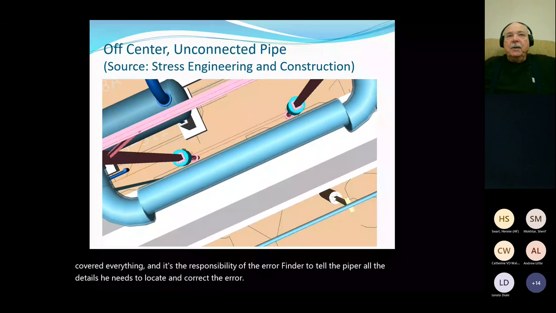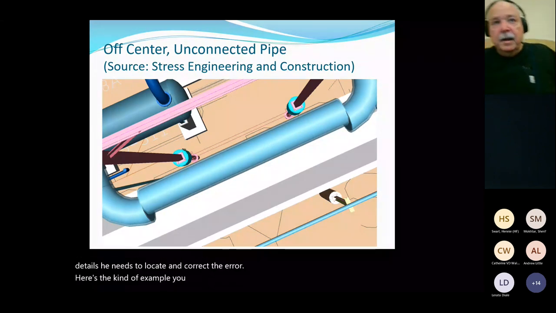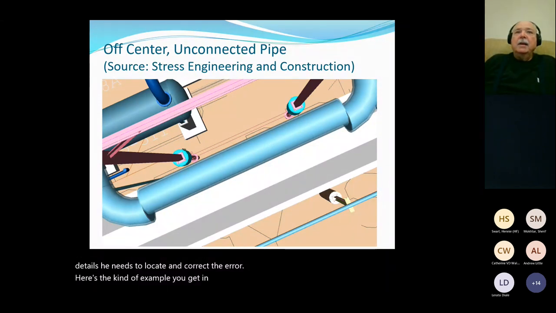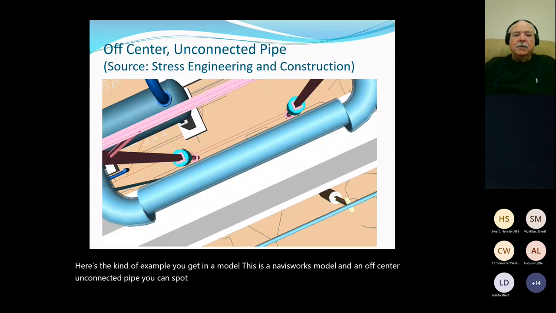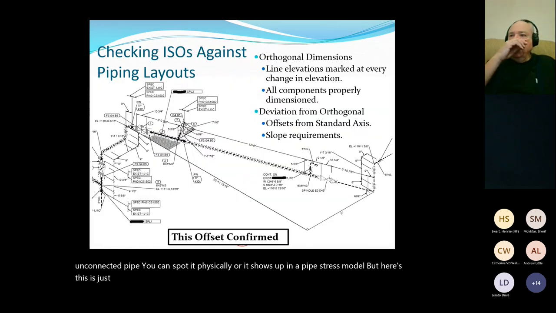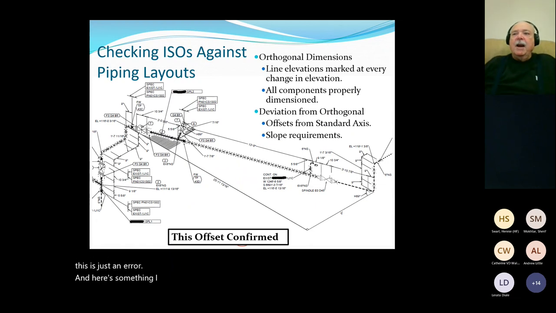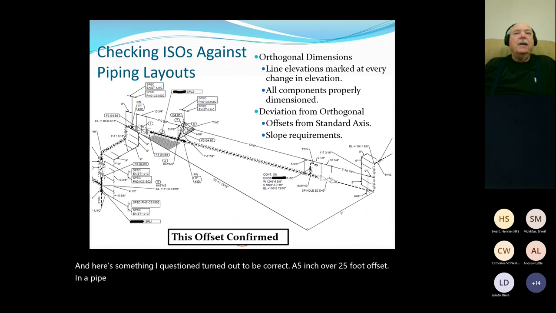Here's the kind of example you get in a model. This is a Navisworks model. And here's an off-center unconnected pipe. You can spot it physically or it shows up in a pipe stress model, but this is just an error. And here's something I questioned that turned out to be correct: a 5-inch over 25-foot offset in a pipe route. In fact, that was correct.